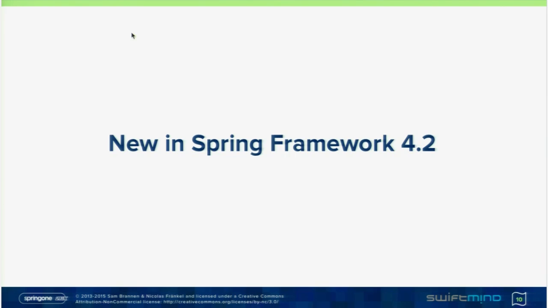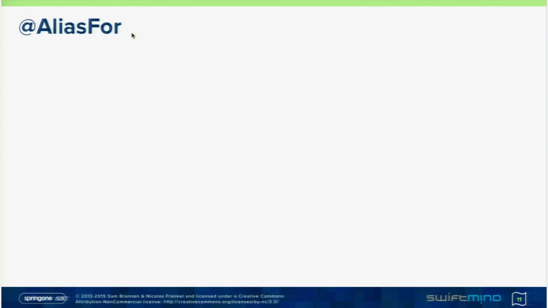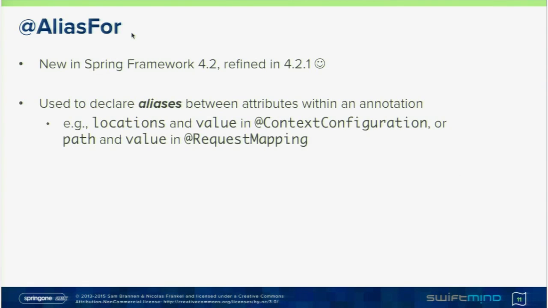So now we'll dive into what's new in Spring Framework 4.2. First up, @AliasFor. I mentioned there's a new annotation. Basically, this allows you to do a couple of different things. Allows you to define aliases within an annotation. You'll see that within core Spring and things like @RequestMapping, there's now a new path attribute there, so you can say path instead of value, and you can do this kind of alias stuff on your own.